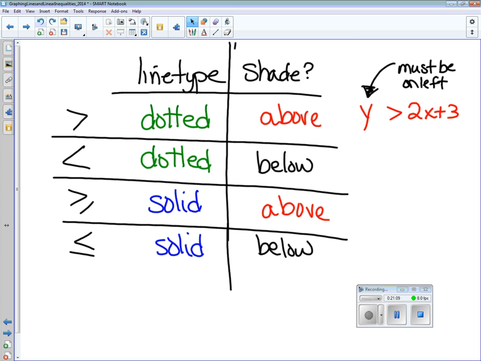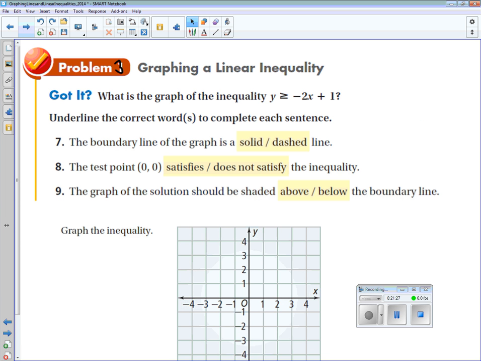So we know all about slope. We know how to find the y-intercept. We can graph the line. Now we're just going to add solid lines, dotted lines, and where to shade. So let's try one more example before I give you guys some problems to work on your own, okay? So let's look at this guy. I'm going to highlight it for you so you can see it. Y is greater than or equal to negative 2x plus 1. So this is the last example for your notes for today.